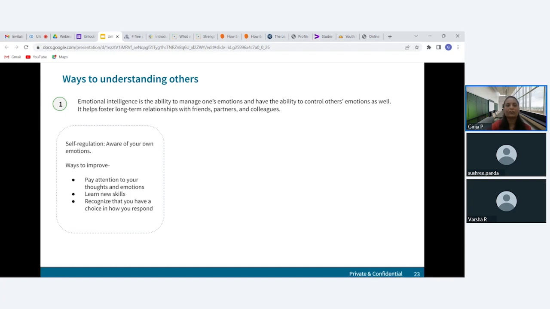First is self regulation. As emotional intelligence is about your own emotions as well, you need to self regulate yourself and be aware of your emotions. So what are the ways you can improve this? Start paying attention: whenever a stressful situation comes, are you feeling more stressed, or are you cool about it and stable in that situation? How are you reacting to that situation? One effective way to manage your thoughts and your own emotions is engaging yourself in different activities so you can learn new skills. Through this you can manage your own self.